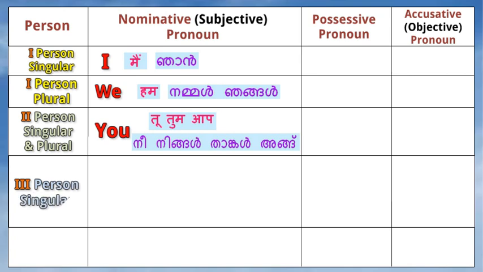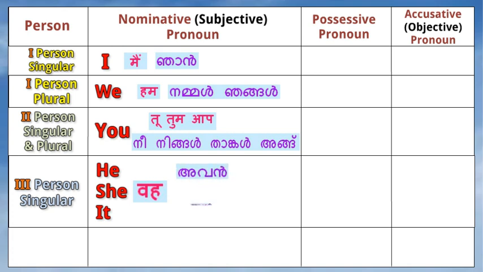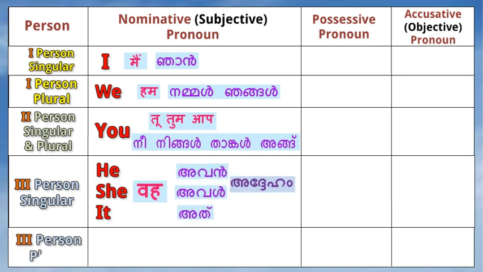Third person singular, he, she, it, हिंदी में तीनों के लिए वह, മലയാളത്തിൽ അവൻ, അവൾ, അദ്ദേഹം, അത്. Third person plural, they, हिंदी में वे, മലയാളത്തിൽ അവർ.